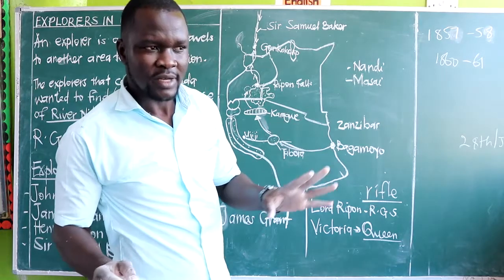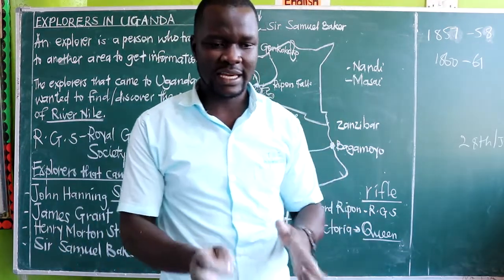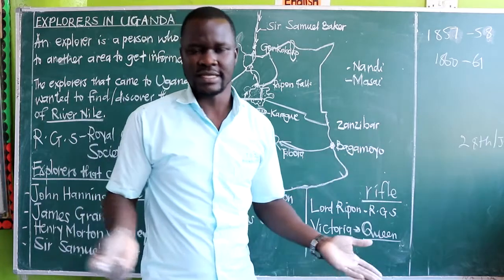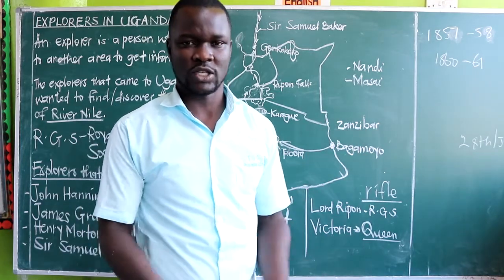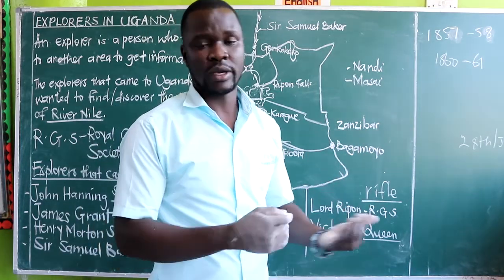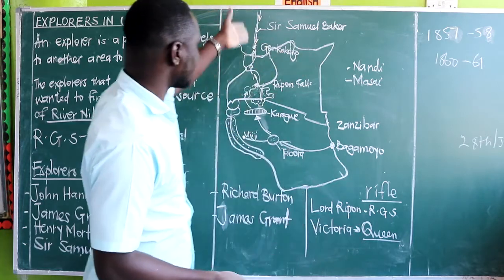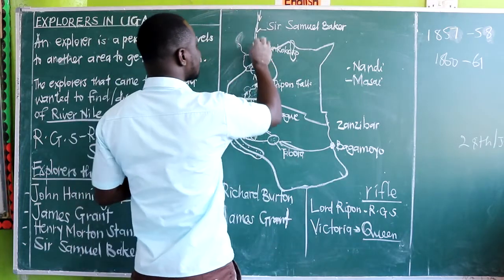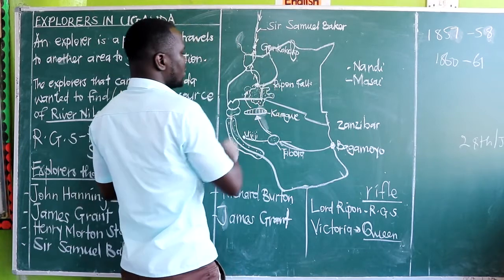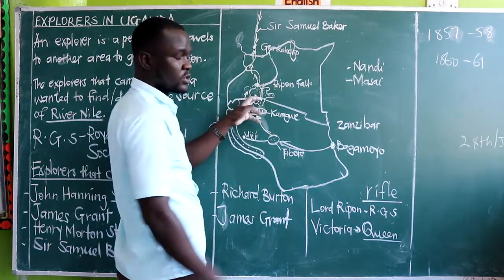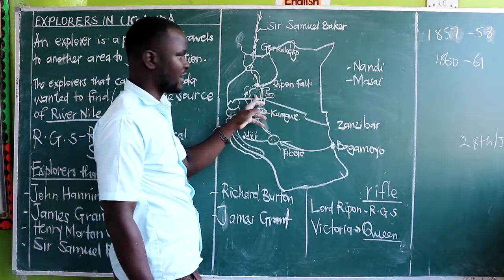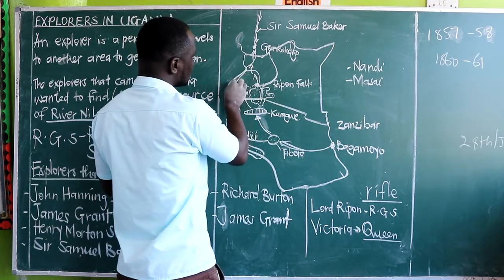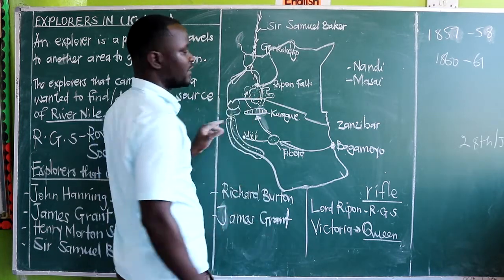He said, I've already seen the source, it's in a lake. The Ugandans were calling it Narubale, but I have named it Victoria. That is after our Queen of England. So, as he went back, Sir Samuel Baker continued, but instead of going now to the source, because he was already told about the findings, he now decided to branch to the western part of Uganda.